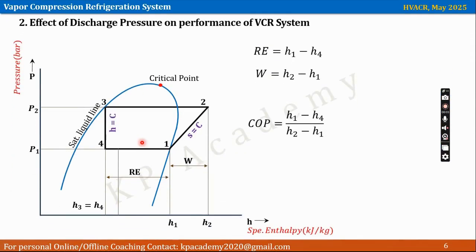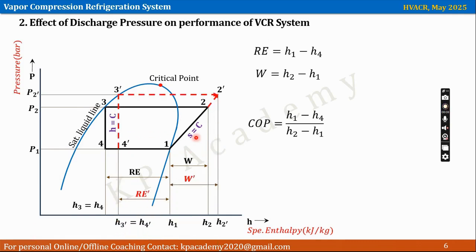Next parameter, discharge pressure. So, effect of discharge pressure on performance of vapor compression system. Now if discharge pressure increases, the line 2 to 3 shifts from this to this side, okay. So because of that, what happens? Refrigerating effect drops, right, because earlier refrigerating effect was from 4 to 1, but now it is from 4 dash to 1. So refrigerating effect drops, that is RE dash.